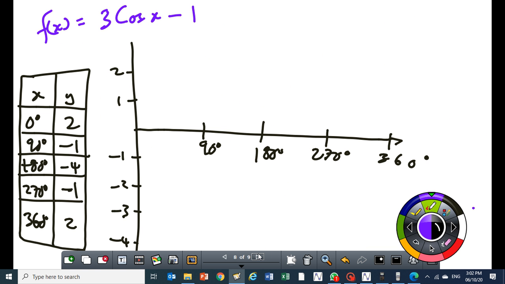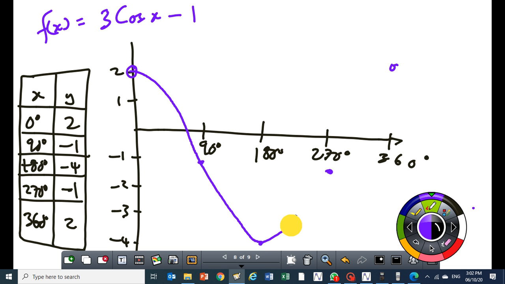Okay, so when x is 0, y is 2, which is that point. When x is 90, y is going to be minus 1, which is somewhere here. And then when x is equal to 180, you get minus 4, which will be somewhere there. And then when x is 270, you go back to minus 1. And then when x is 360, you end up getting y equal to 2. Then, when you draw it, it must look like something like this.